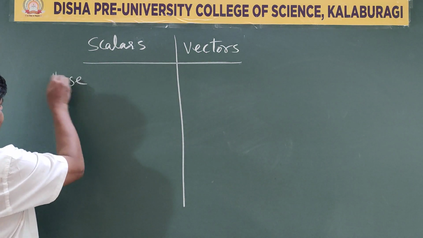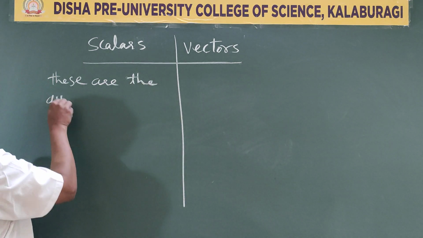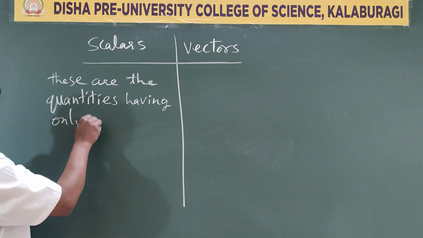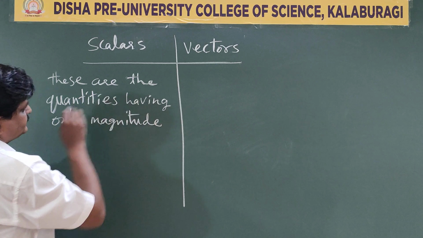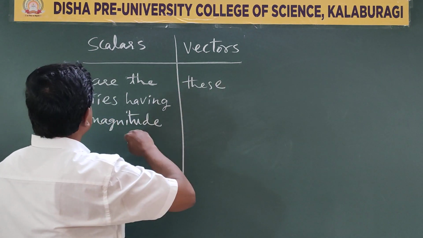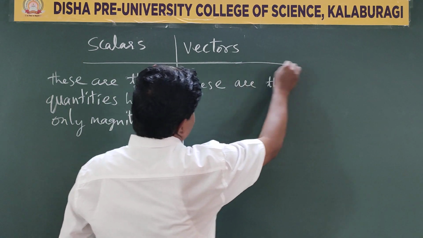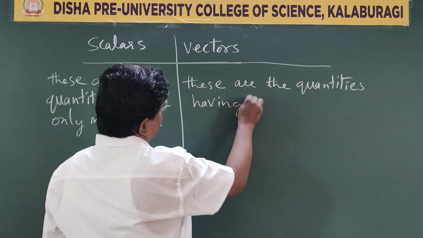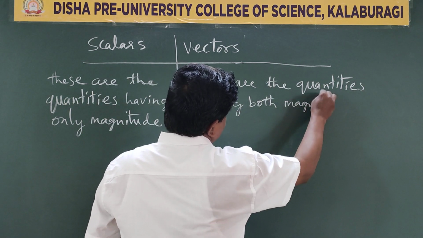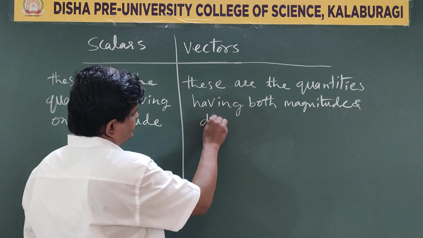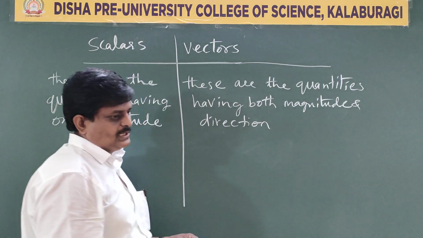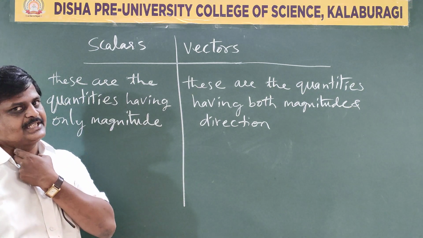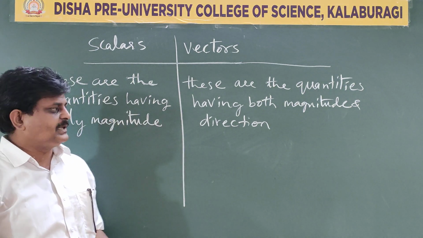See, these are the quantities having only magnitude. Okay, now let us talk about vectors. These are the quantities having both magnitude and direction. I think the first point is a very common one. Among the scalars and the vectors, we can easily distinguish them by using these concepts. That is, these are the quantities having magnitude and these are the quantities having both magnitude and direction.